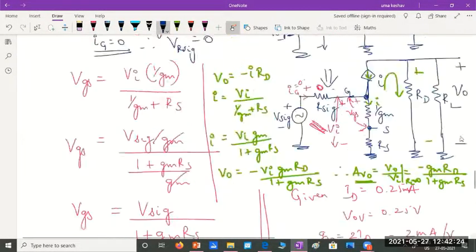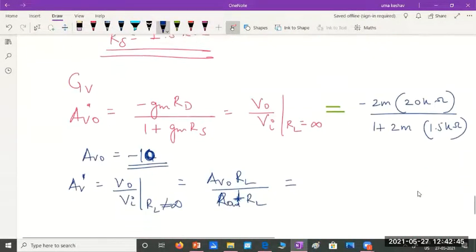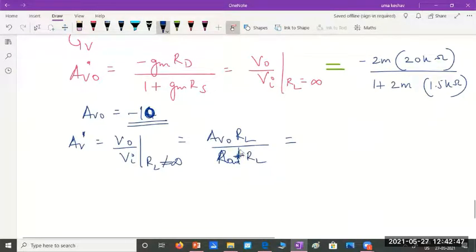So what will happen to the V naught value in this circuit? Instead of having just RD here, it will have RD in parallel with RL. Yes or no? Very easily, all I have to do is include RD in parallel with RL in the numerator. No other change. You can do that directly. If not, you find R out.